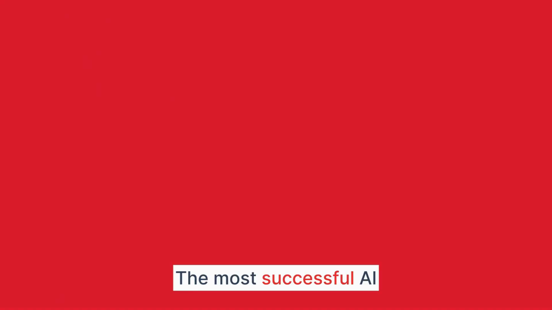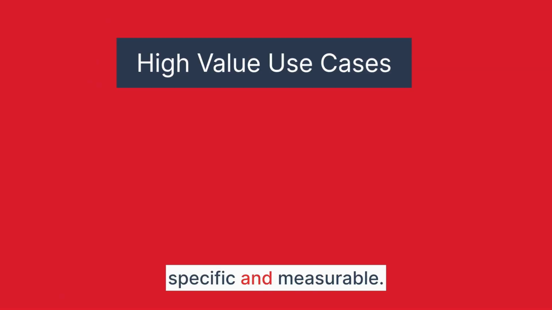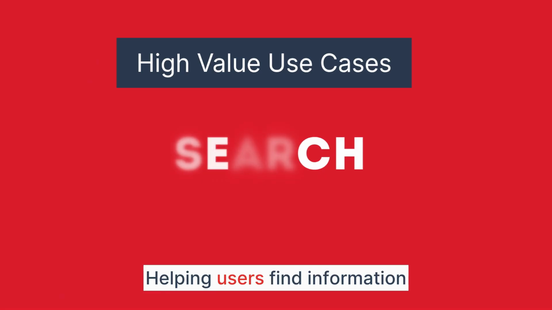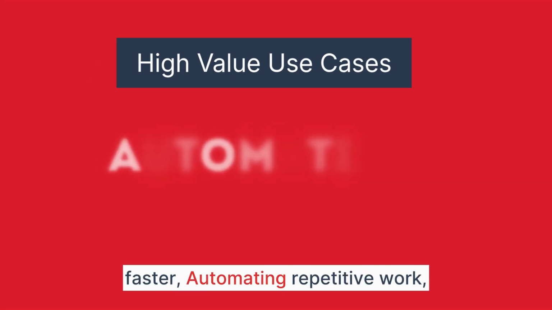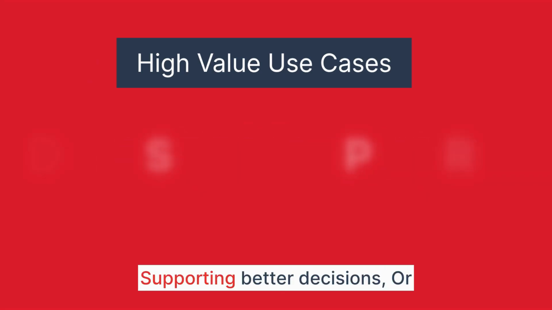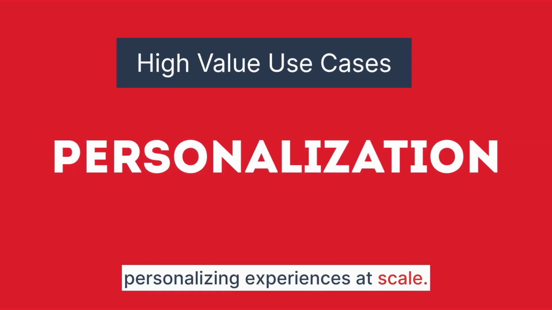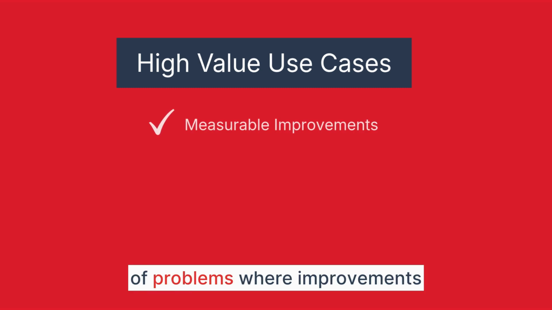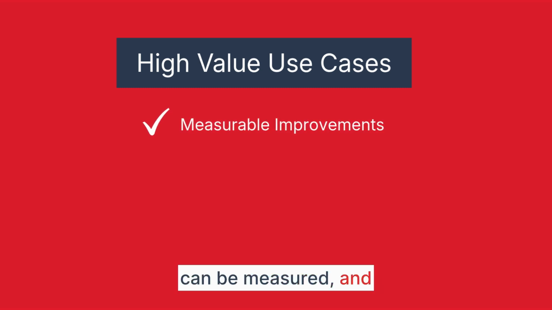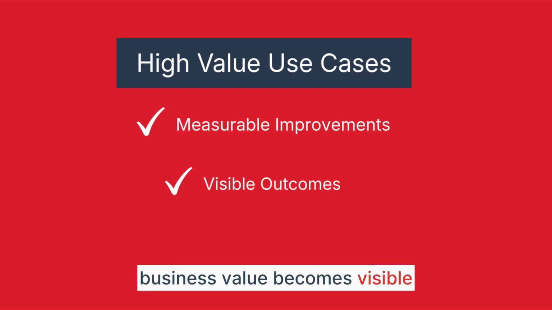The most successful AI projects usually focus on problems that are both specific and measurable, helping users find information faster, automating repetitive work, supporting better decisions, or personalizing experiences at scale. These are the kinds of problems where improvements can be measured and business value becomes visible quickly.